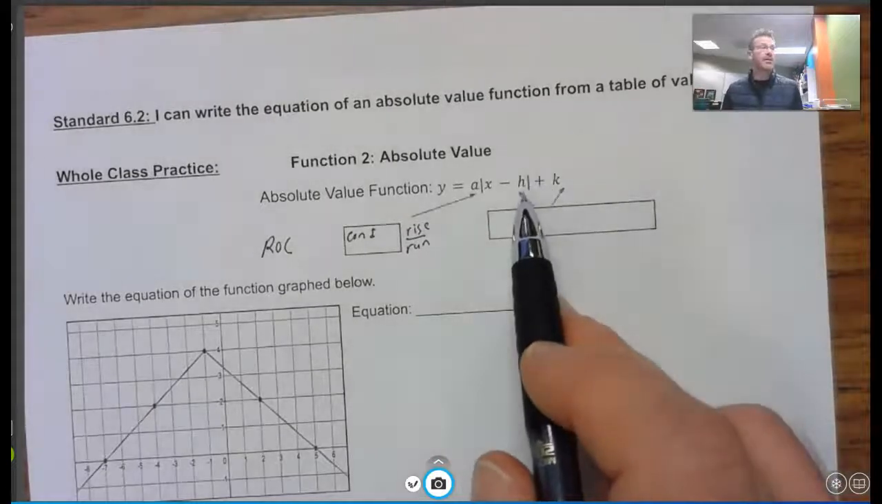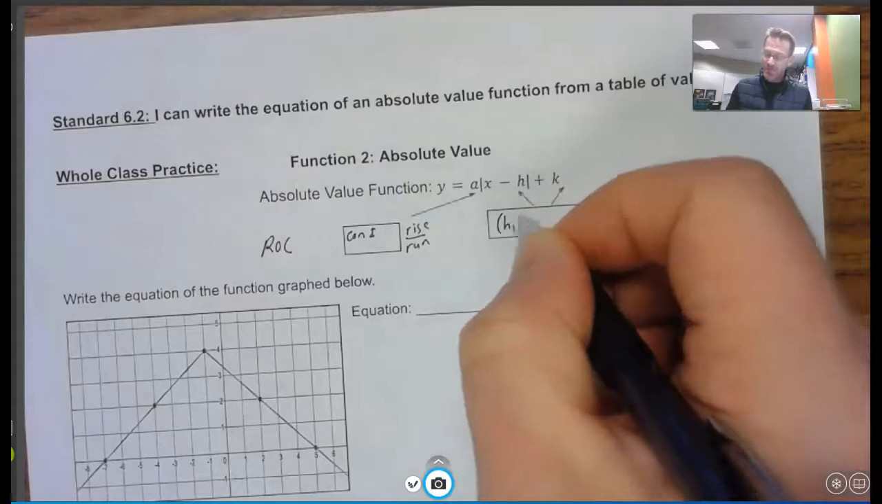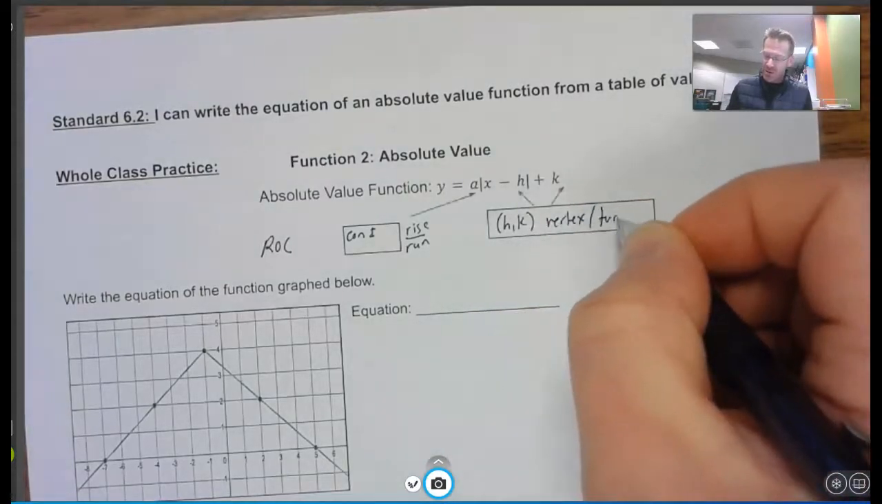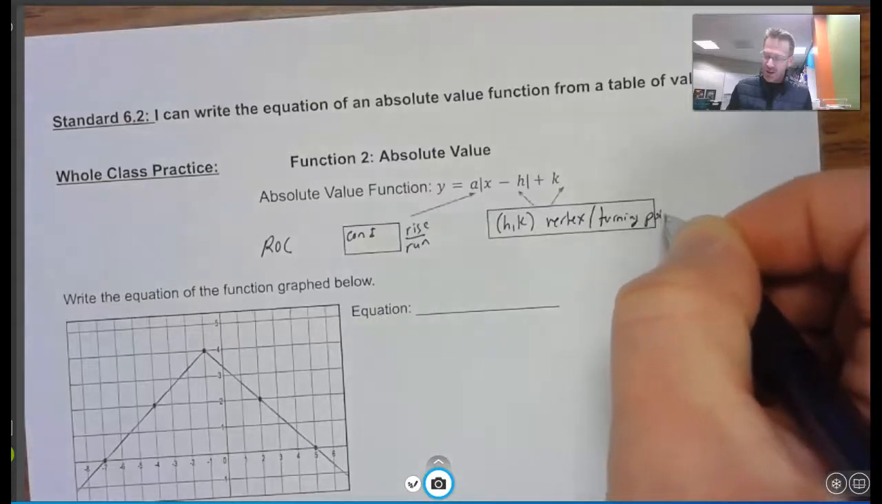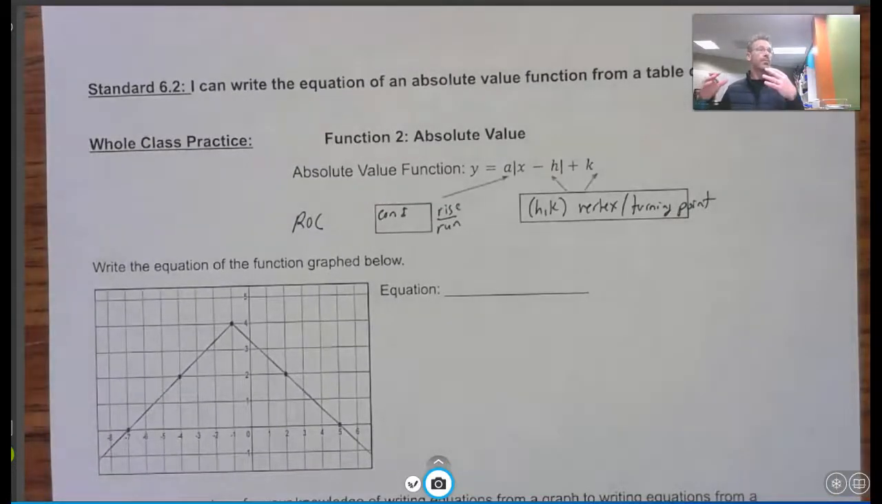Now, with an absolute value, remember that (h, k) is something specific. (h, k) is the vertex, or the turning point, whichever phrase you like to use. So we have to use the turning point when writing the equation of an absolute value function. So let's go and look at an equation here from a graph.